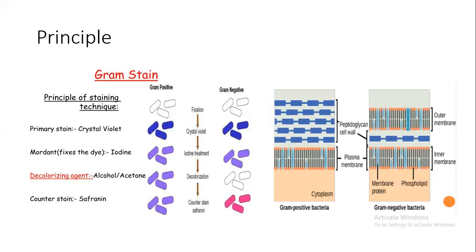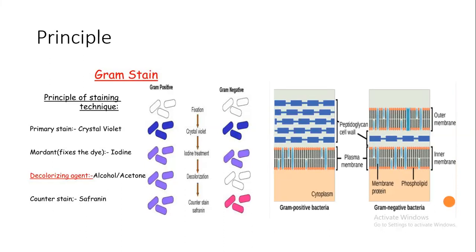Coming to the principle of gram staining. So briefly, before discussing the gram staining technique, let us quickly revise the structure of bacterial membranes in gram-positive and gram-negative bacteria. So remember, gram-negative bacteria has an inner membrane followed by a very thin layer of peptidoglycan followed by the outer membrane. So overall, the lipid content present in gram-negative bacteria is more.